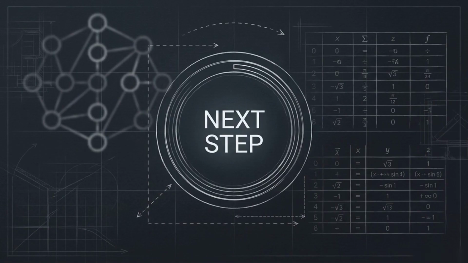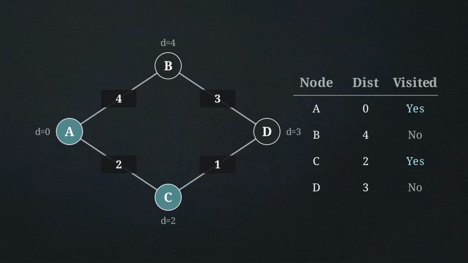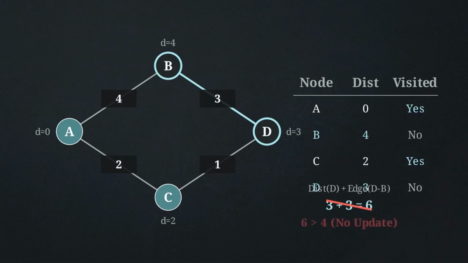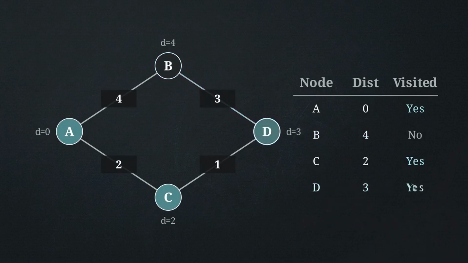Based on the data in our current table, which node do we select next, and what happens when we check its neighbors? Node D has a distance of 3, making it the smallest unvisited node. We select it and look at its neighbor, node B. The currently known distance to B is 4. Our new path passing through D costs 3 plus 3, which is 6. 6 is worse than 4. The relaxation condition fails, so we leave the table exactly as it is.